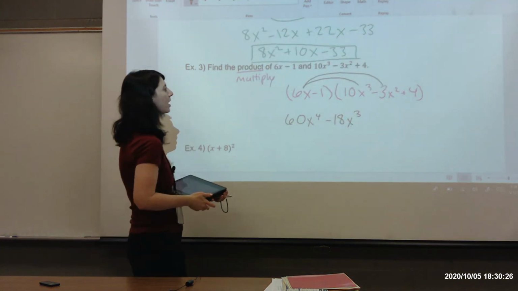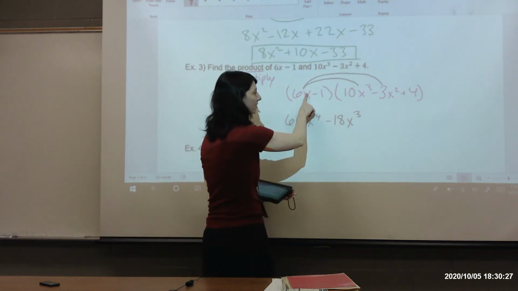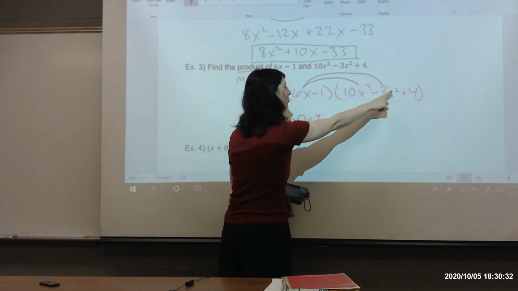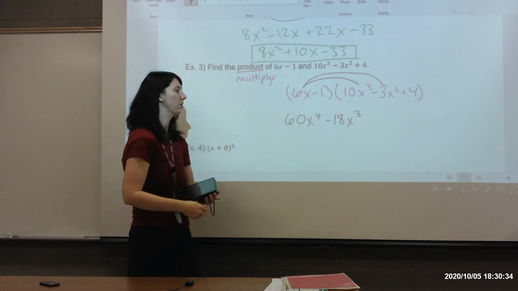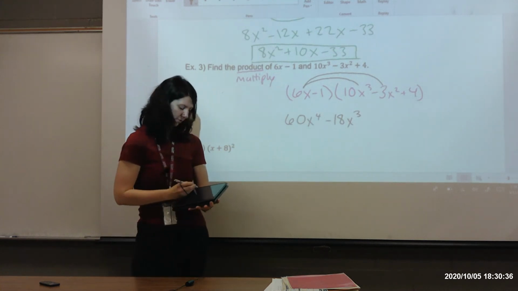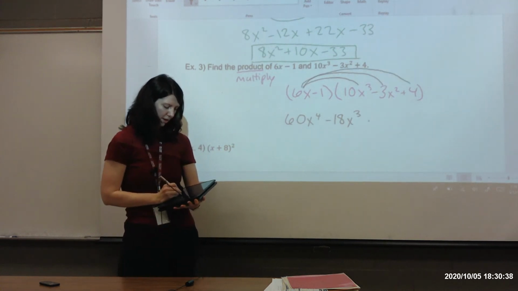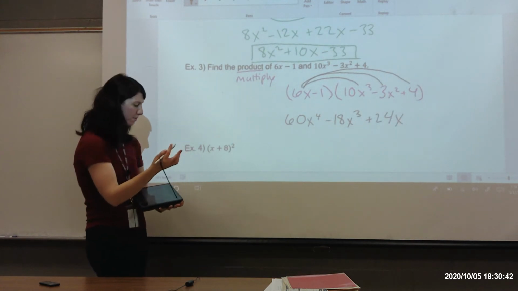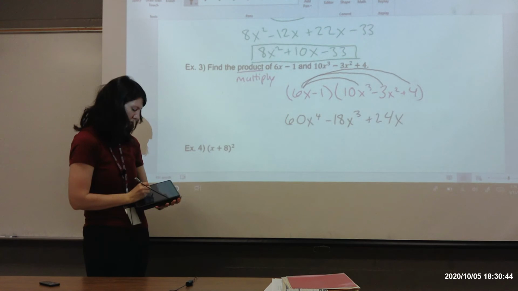Okay, here we go. 1x times 3x's will give me 4x's. 1x times 2x's will give me 3x's. Okay? And then 6x times 4, and that's going to give me 24x. Okay? Now I want to give you a minute to distribute your negative 1.